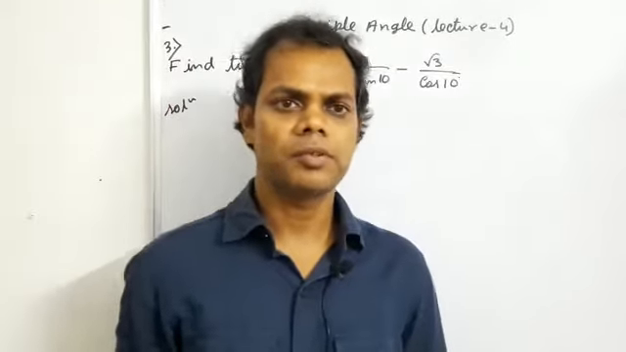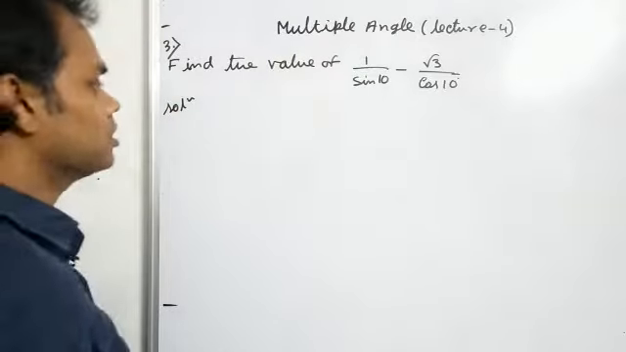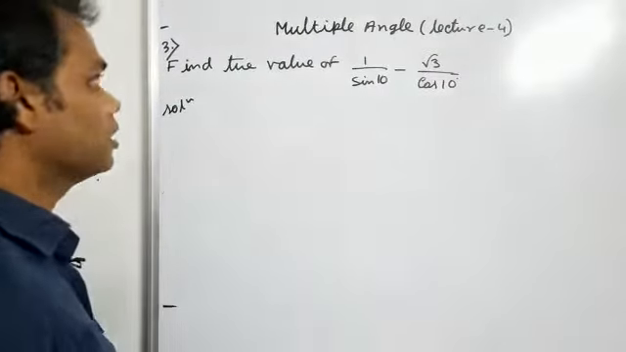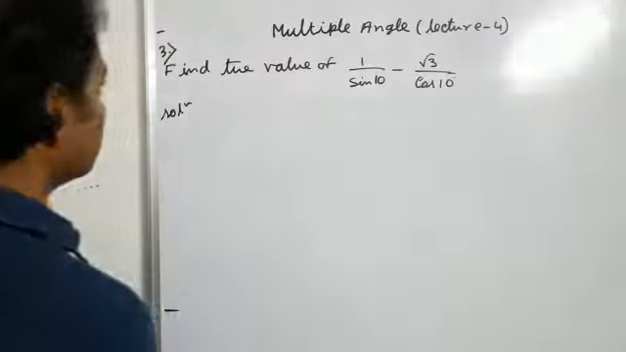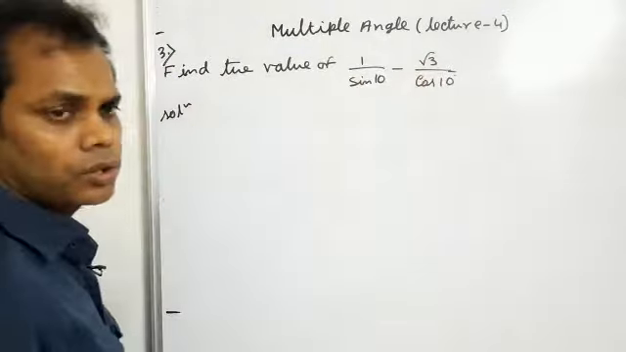Well students, the topic of the video is multiple angle. In the last 3 videos on this topic we already discussed one formula and 2 other sums. So here we discuss one more sum. Find the value of 1 by sin 10 minus root 3 by cos 10.